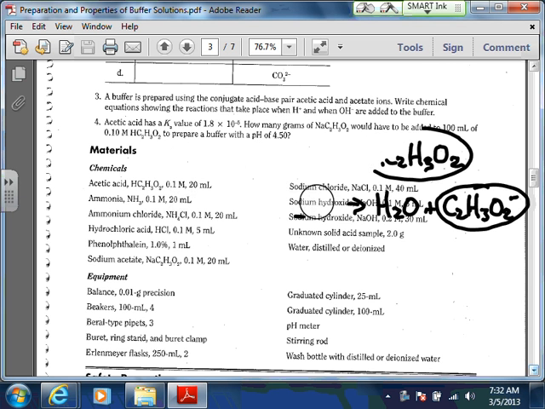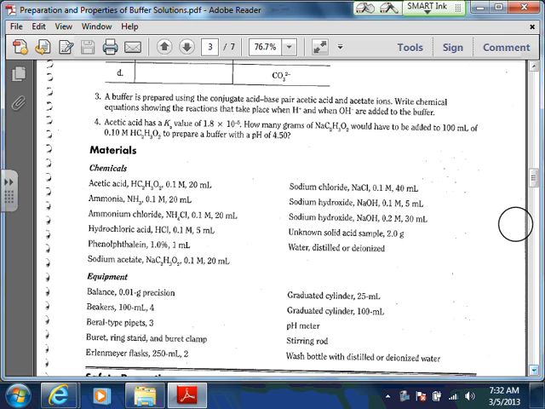Number 4 is asking, acetic acid has a Ka value of 1.8 times 10 to the negative fifth. How many grams of sodium acetate would have to be added to 100 milliliters to prepare a buffer with a pH of 4.50? Okay, so this is a little bit tricky. Usually we're trying to figure out the pH of the buffer solution, but now they're having us go backwards. So this is kind of a tough question.